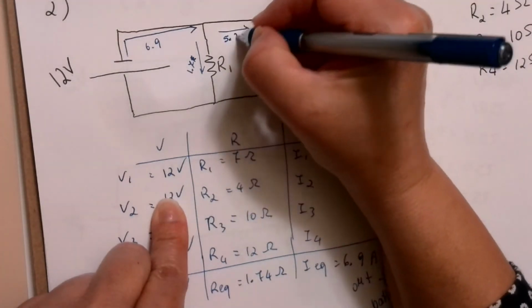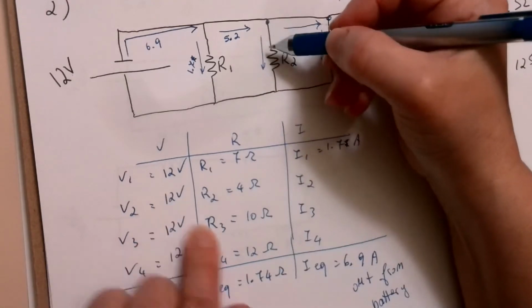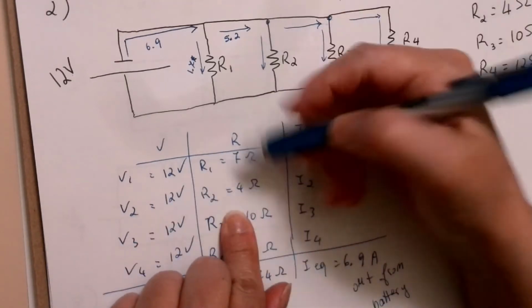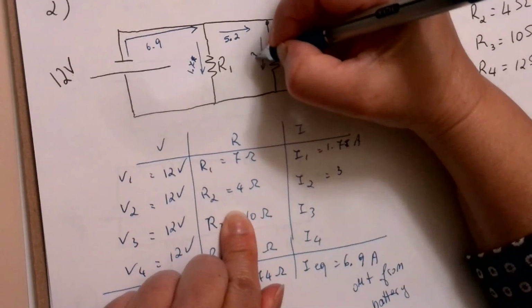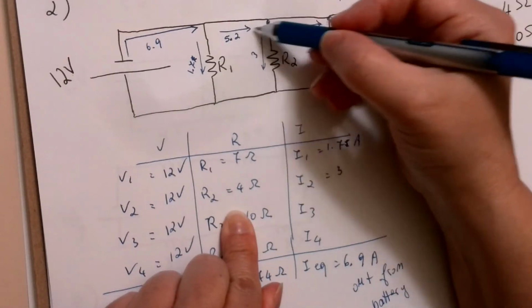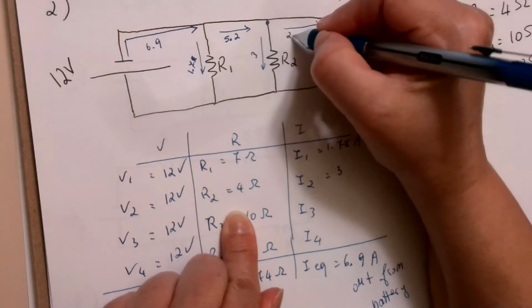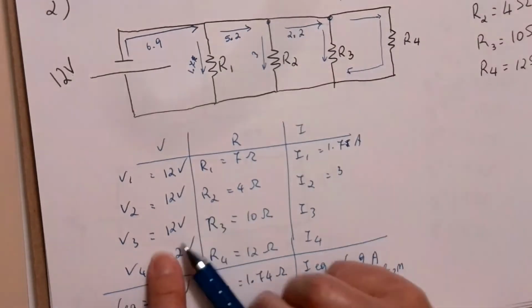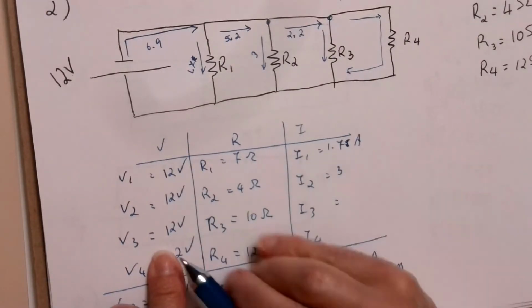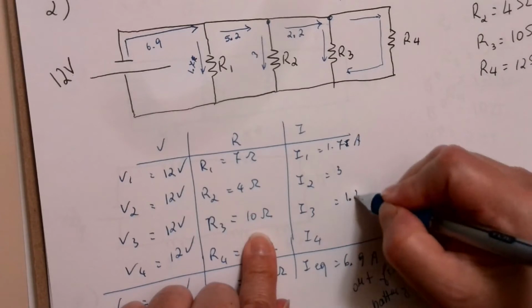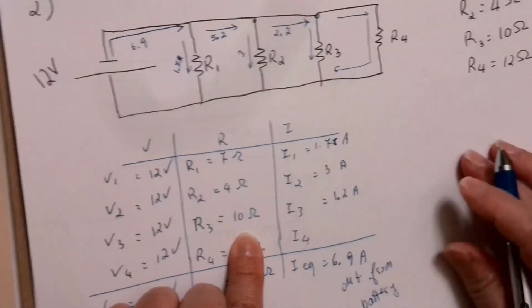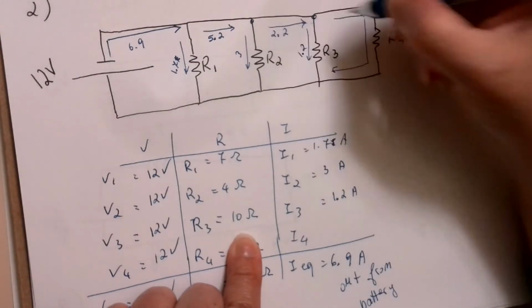So 5.2 is here. Now, some I'm losing here. How much I'm losing? Well, 12 divided by 4. So this is 3. So 5 is coming here, 3 I'm losing. So this is 2.2. Then I keep on filling the table here. 12 divided by 10 is 1.2. Right? So 1.2 is across.